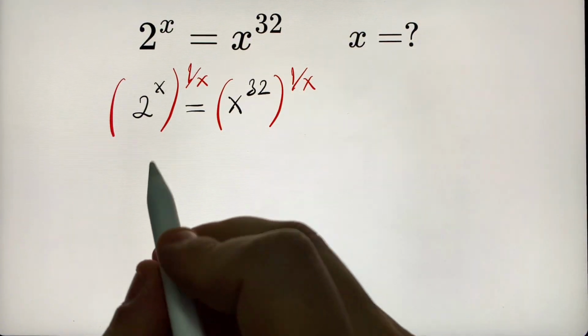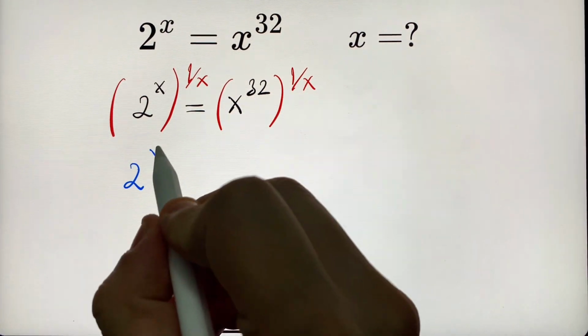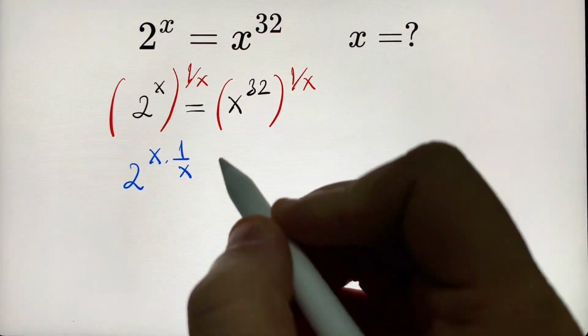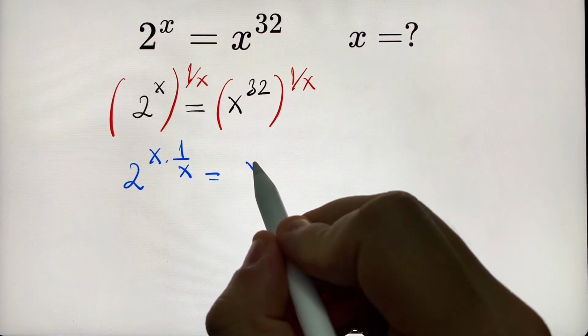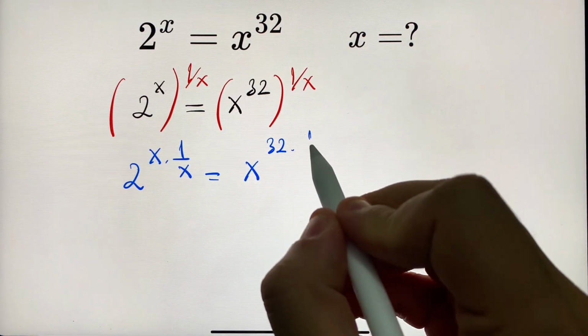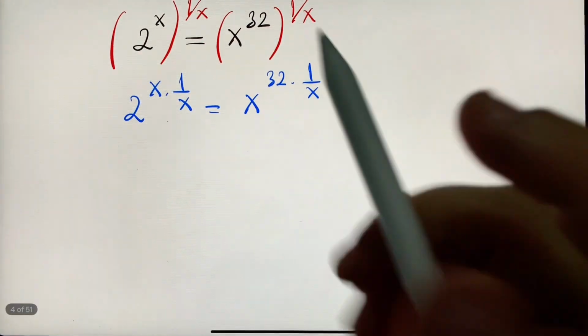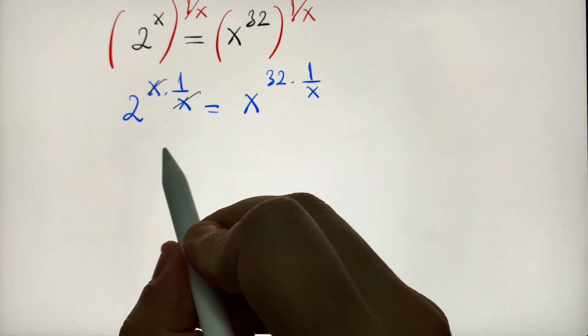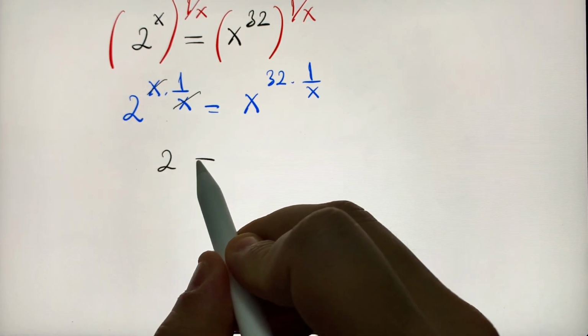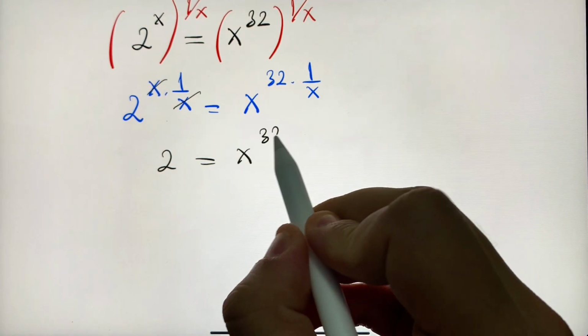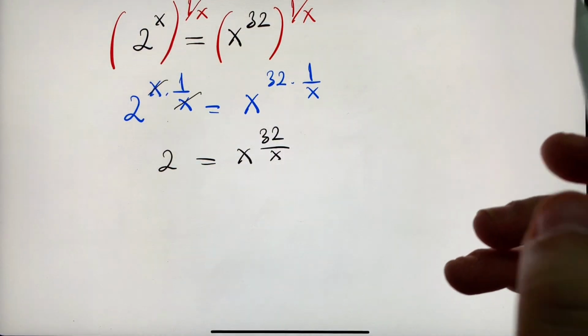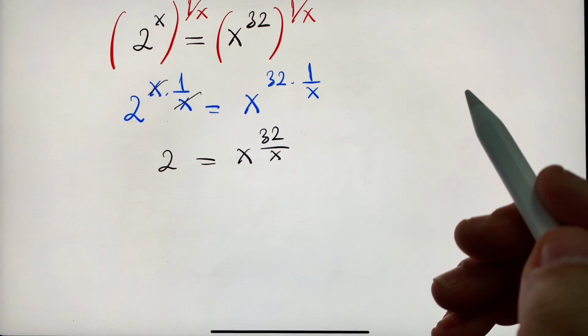What will this turn into? If you notice, 2 to the x to the power 1 over x is equal to x to the 32 to the power 1 over x. Then the exponents will cancel each other. 2 will stay here, and here we have x to the 32 divided by x. Now I think, what can I do next?